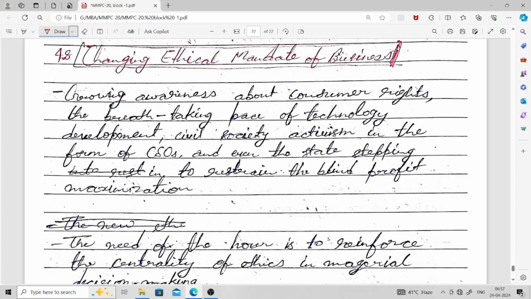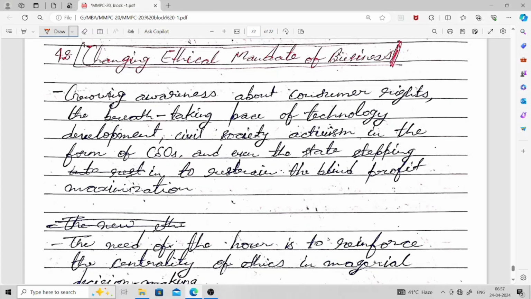Changing ethical mandate of business. So how is the ethical mandate of business changing? Growing awareness about consumer rights, the breathtaking pace of technology development, civil society activism in the form of civil society organizations, and even the state stepping in to restrain the blind profit maximization.